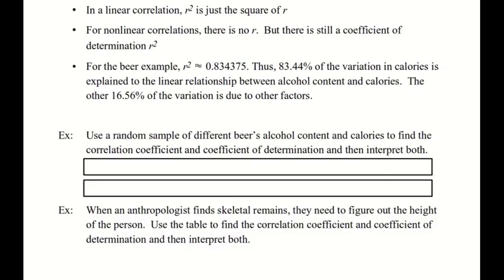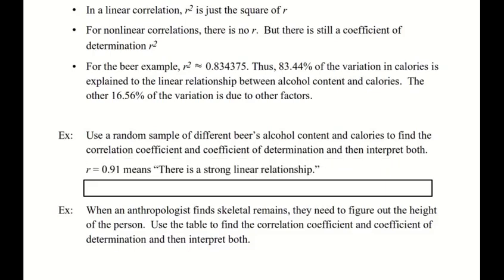So we used that random sample of different beers' alcohol contents to put in two different lists, and we plotted it. We found the outliers and removed them. We see that it's a random sample. Now let's look at the correlation coefficient r and the coefficient of determination r squared. And important in this question is to interpret them, to say what they mean.